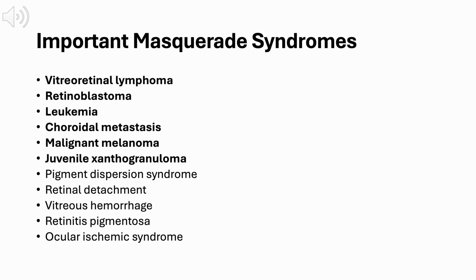The unifying lesson is that whenever a uveitis doesn't behave as expected, atypical age, poor treatment response, or an odd picture, you should consciously ask whether one of these masqueraders is the real diagnosis.